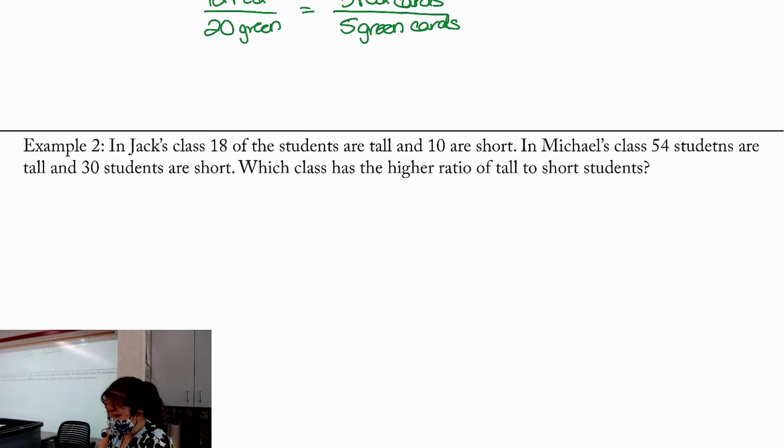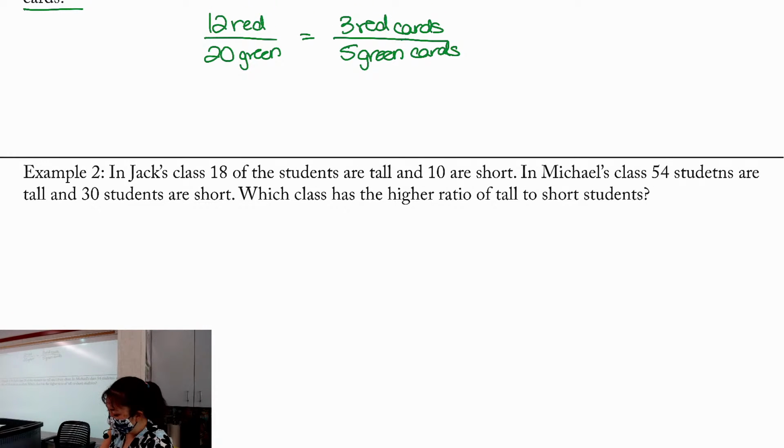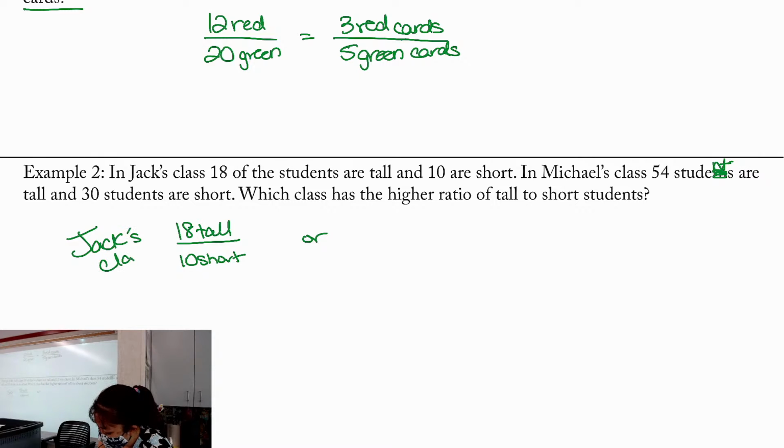Okay. So in Jack's class, there's 18 students that are tall and 10 that are short. In Michael's class, there's 54 students that are tall and 30 students that are short. Which class has a higher ratio? This is why we did the fraction war. 18 tall versus 10 short. Or, and this was in Jack's class, or in Michael's class, you have 54 tall to 30 short.